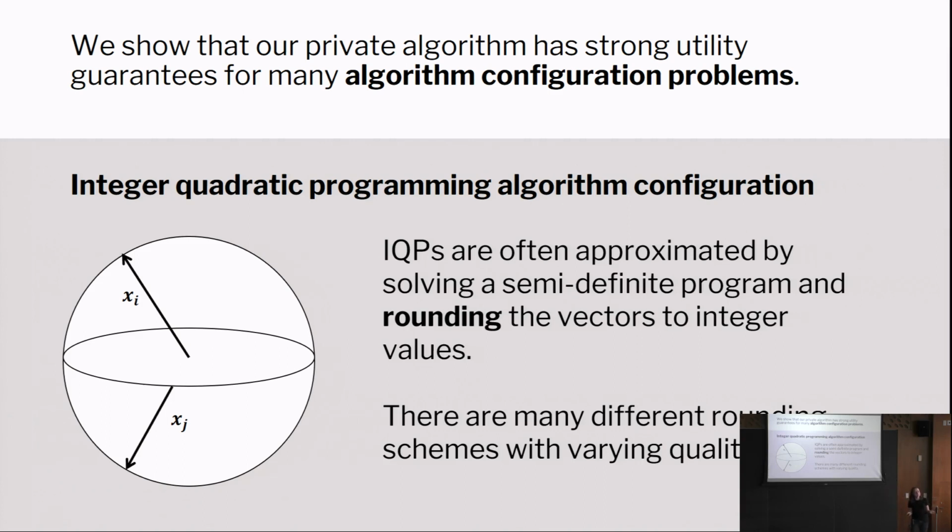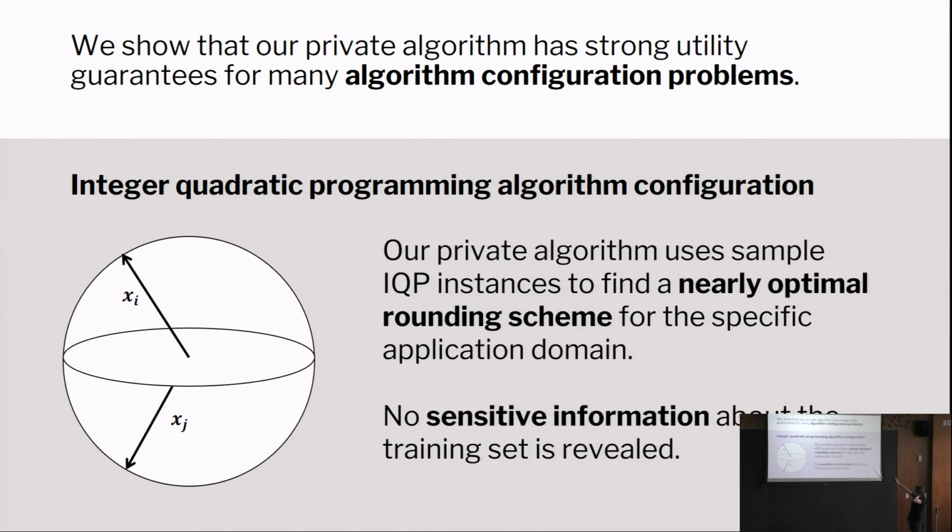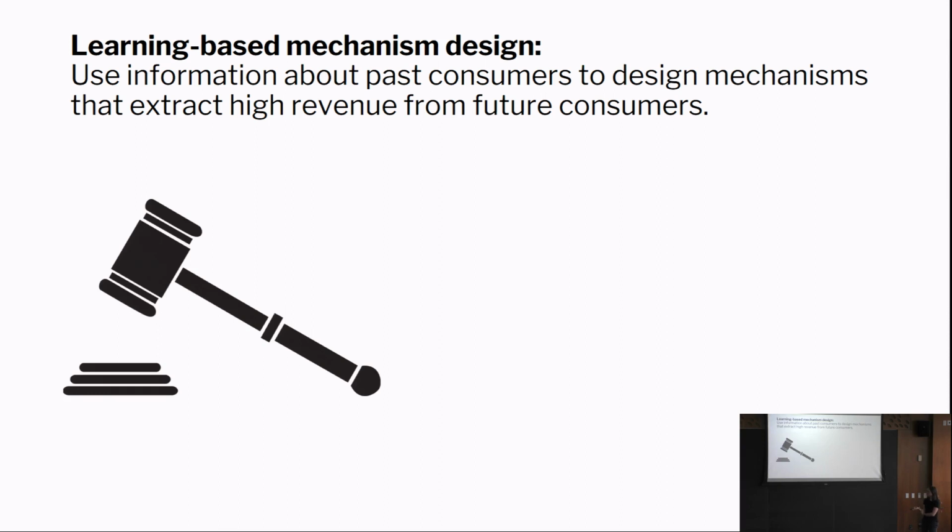So like S-linear rounding functions by Feige and Langberg, and outward rotation rounding schemes by Zwick. And what we do is our private algorithm uses sample IQP instances to find a nearly optimal rounding scheme for the specific application domain. And no sensitive information about the training set is revealed. So I'm not going to talk about SDPs, so if you're not familiar, it's okay. And so that was algorithm configuration, and now I'm just going to say a few words about mechanism design.